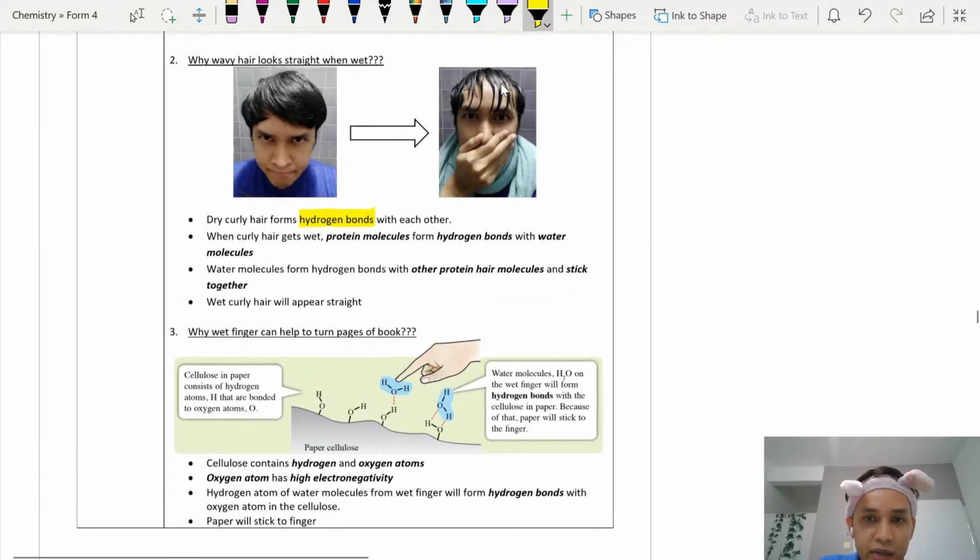If you see my hair here, oh my god, it looks so ugly. I have wavy hair.